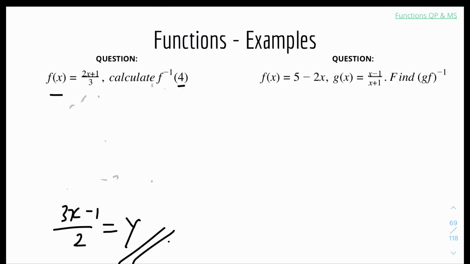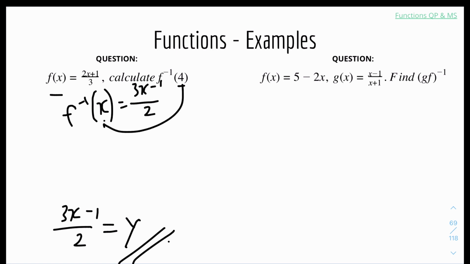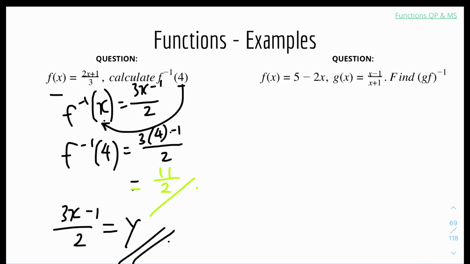Let me just rub this out. So f inverse equals (3x minus 1) over 2. So you have to set this x value to 4. So it'll be (3 times 4 minus 1) over 2. If you expand this out, 3 times 4 is 12, and 12 minus 1 is 11. 11 over 2 will just be 11 over 2. So the final answer is 11 over 2.